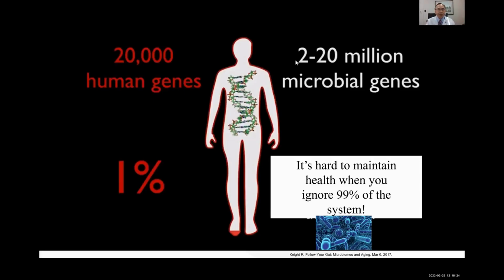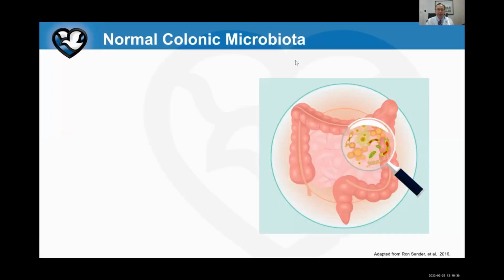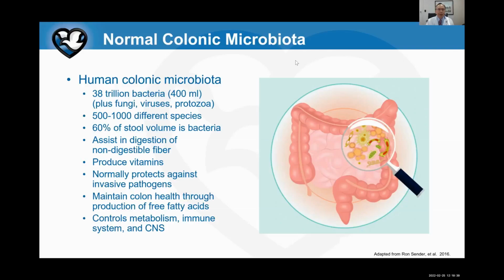So thus, by gene count, we're only about 1% human, and it's hard to maintain health when you ignore 99% of your biologic system. So briefly, if we look at the normal colonic microbiota, we see again 38 trillion of the bacteria are living there, 500 to about 1,500 different species in a given individual. 60% of your stool volume is actually bacteria. So when you have a bowel movement, you're actually more human.